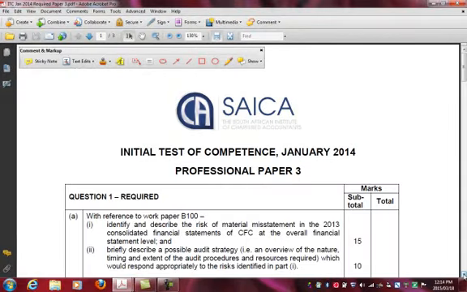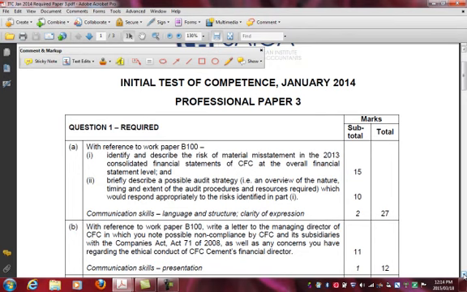Question 1 of the required. The first part: identify and describe the risk of material misstatement in the 2013 consolidated financial statements at the overall financial statement level. So we're looking at risk at the overall financial statement level. So let me highlight that.